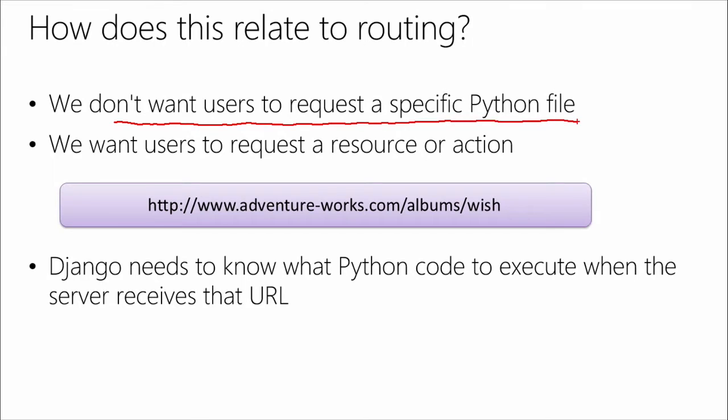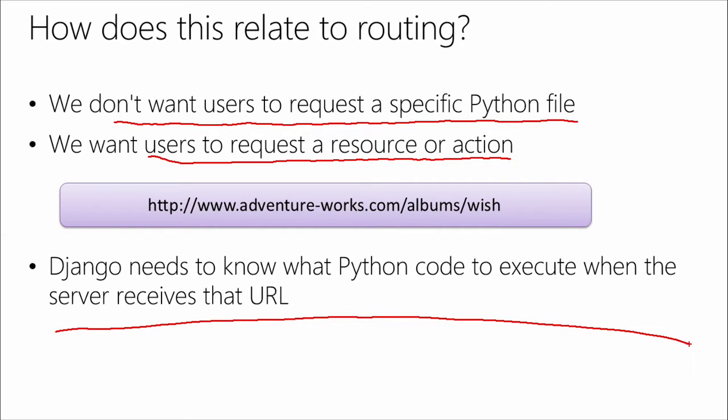So how does this relate back to our discussion of the uses of routing? Well, again, we don't want our users to request a specific Python file because it's not going to be a specific Python file that they're going to be calling. Eventually, it's going to be a method, as we're going to see in a little while. What we really want is those users to request a resource or an action, and then we'll figure out what code it is to execute on the back end. So what we need to do is explain to Django, hey, if you see a URL that has that structure, what we want to do is call this code.